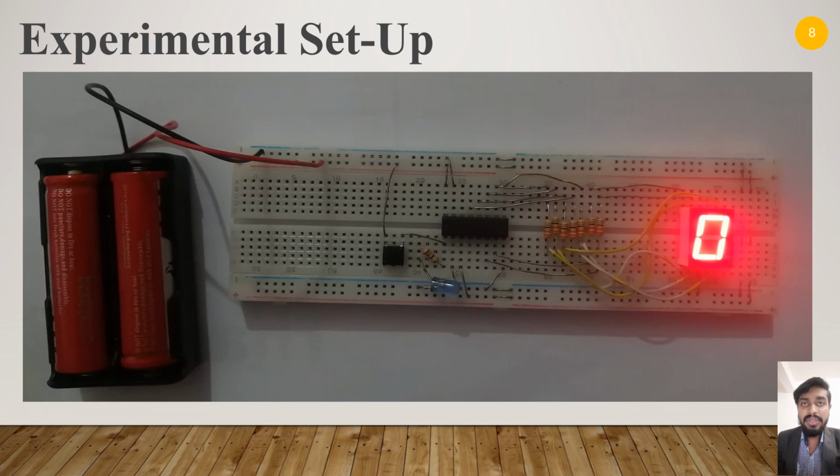Since in this application we will not be stopping the counter this way, it is best to tie it to ground to keep it low at pin number 15. And if you tie it high, it would be inhibiting the clock signal at pin 1.